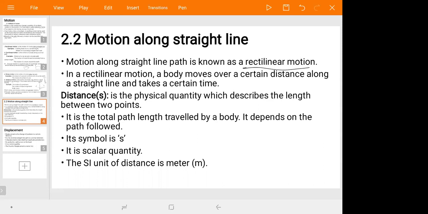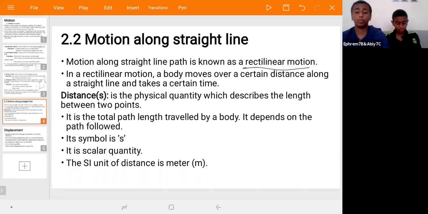For example, in a rectilinear motion, a body moves over a certain distance along a straight line, and it takes a certain time. When this occurs, there is a distance covered. So what does distance mean? Distance is the physical quantity which describes the length between 2 points. If you remember from our previous lesson, what is length? Do you remember?